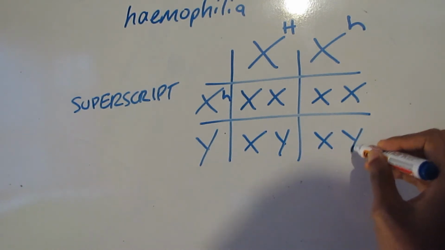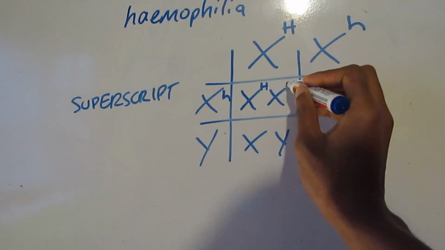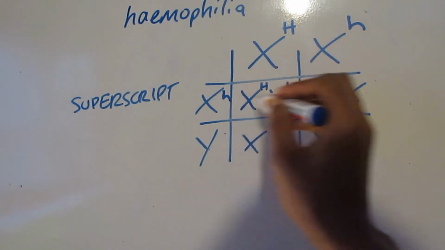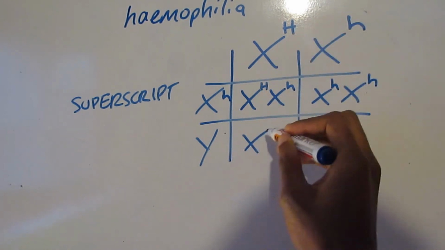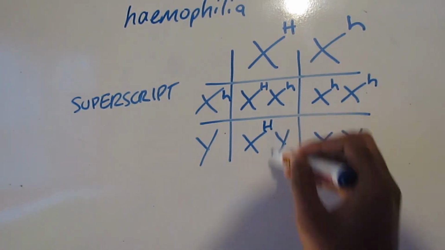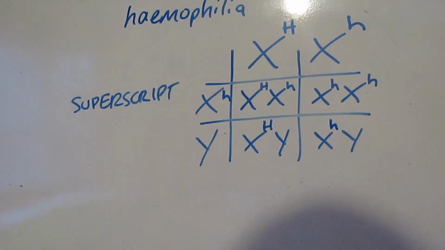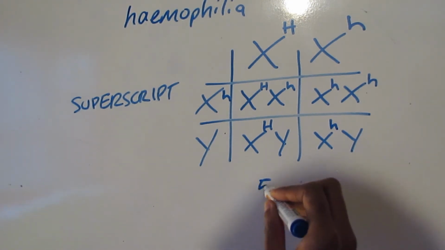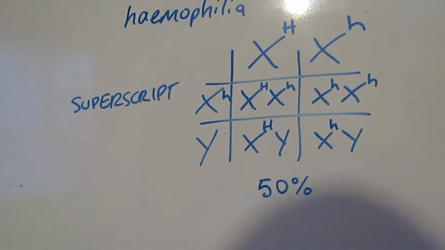again, we're still using superscript. We have to do this for all of our offspring. We can see that we have two males and two females. However, one of the females is a carrier and the other female is affected. For our males, it's exactly the same thing. One of the males does not have hemophilia, but the other male does. The probability of having hemophilia is 50%, and the ratio is 1:1.